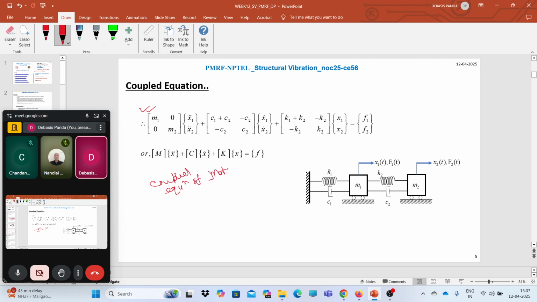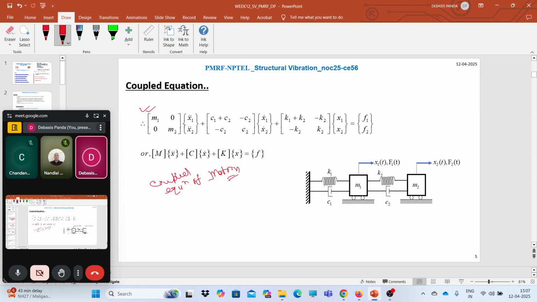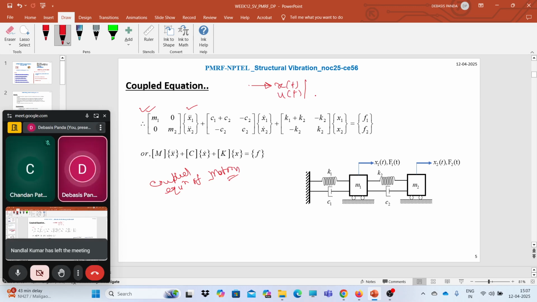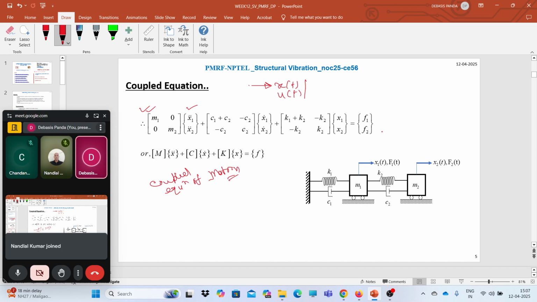of motion. If you combine these two equations in matrix form, what will we get? We will get this term, m1 m2 times x1 double dot. You can take the degrees of freedom as x of t, or the responses as u of t. Both are the same. During the course, a few times I have used x of t, and many times I have used u of t. You can stick with one notation for uniformity.